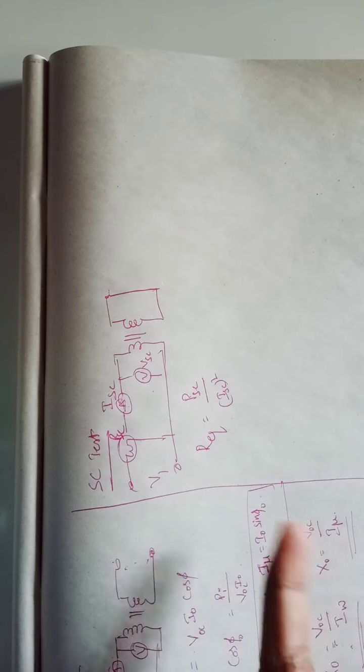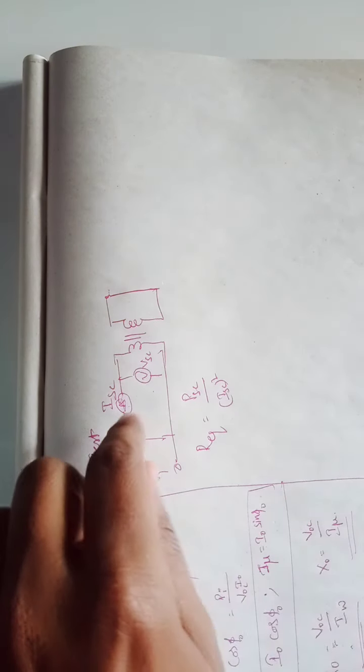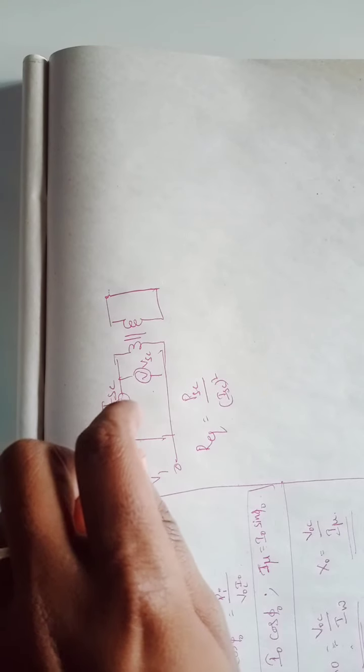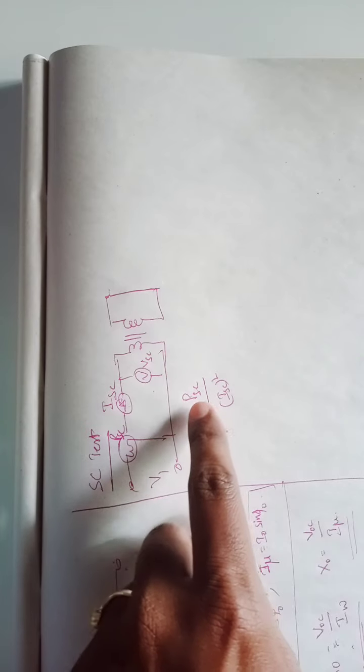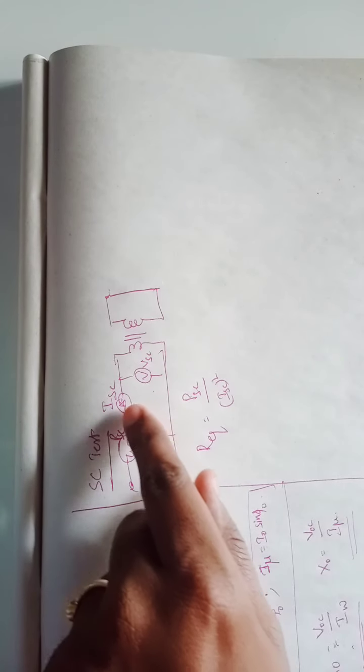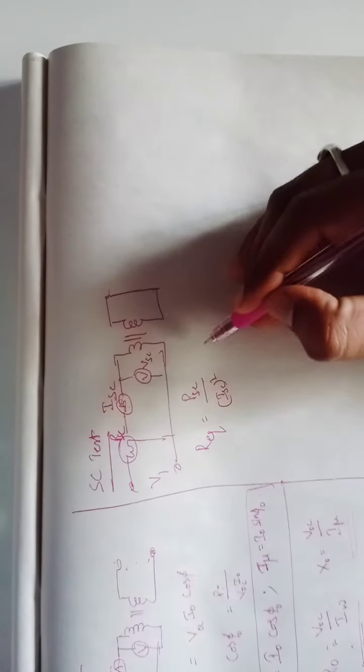You know that power P is equal to I square R. From that formula, if you want the equivalent resistance of the primary, R equivalent is equal to P_SC by I_SC square. From that you can find the R equivalent.